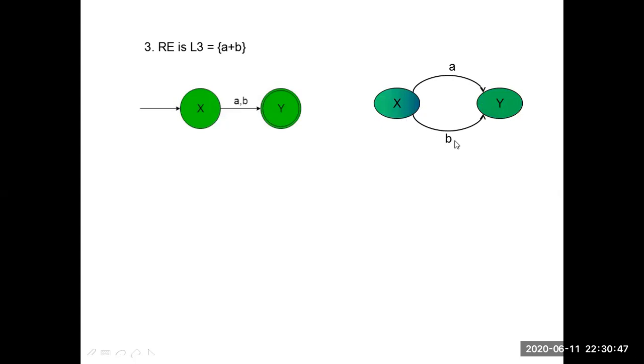From B also, even though from X, when B comes, it will go to the final state Y. Sorry guys, the double circle was missed here. Okay, either A or B.